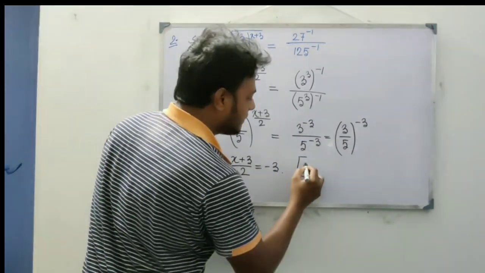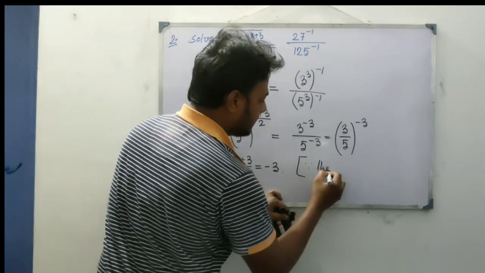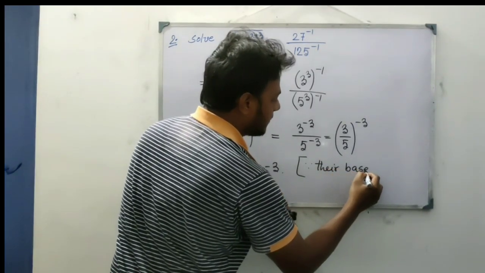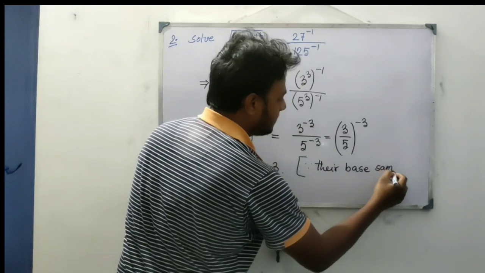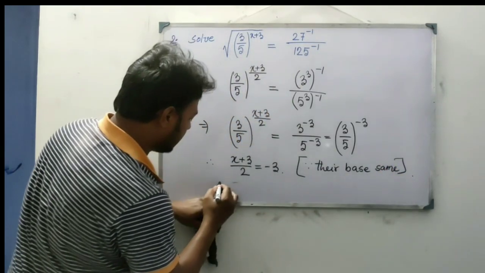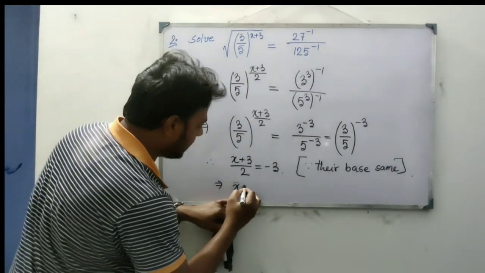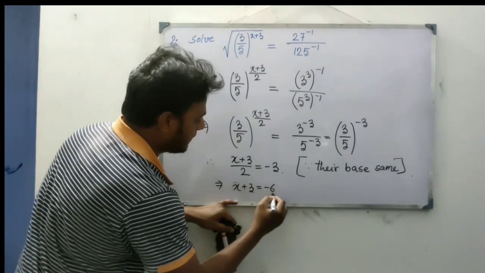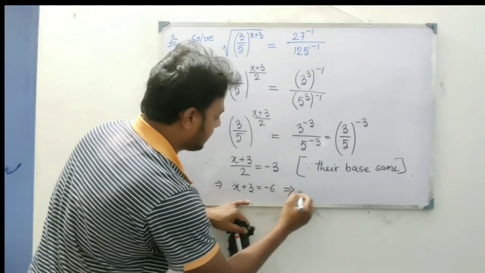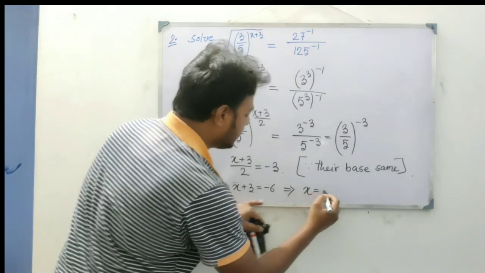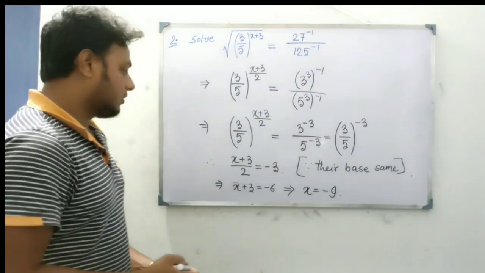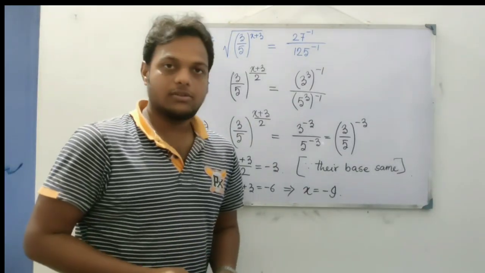Since the bases are the same, now solve for x. So first take cross multiplication, then x plus 3 equals minus 6, implies that x equals minus 6 minus 3, that means minus 9. This completes the solution. Is it clear to you?